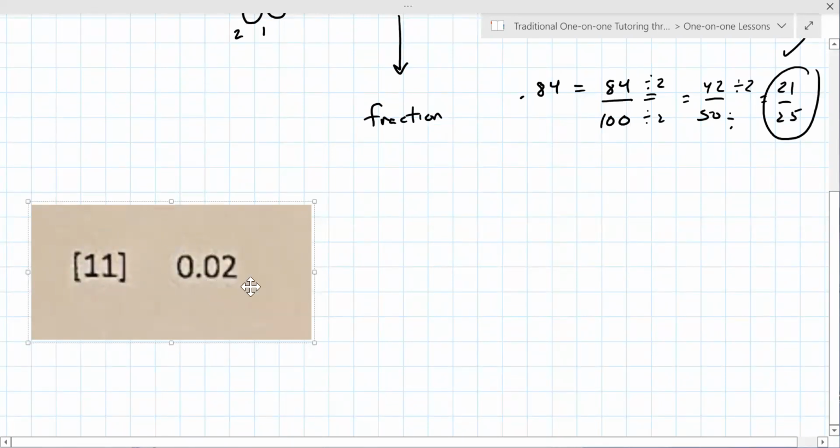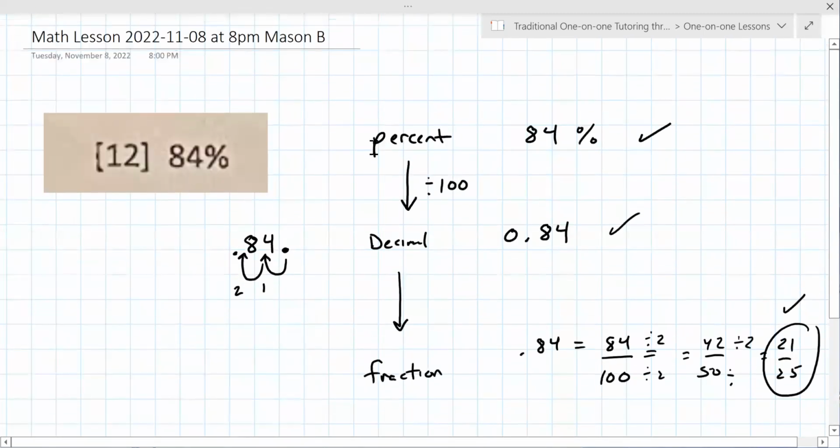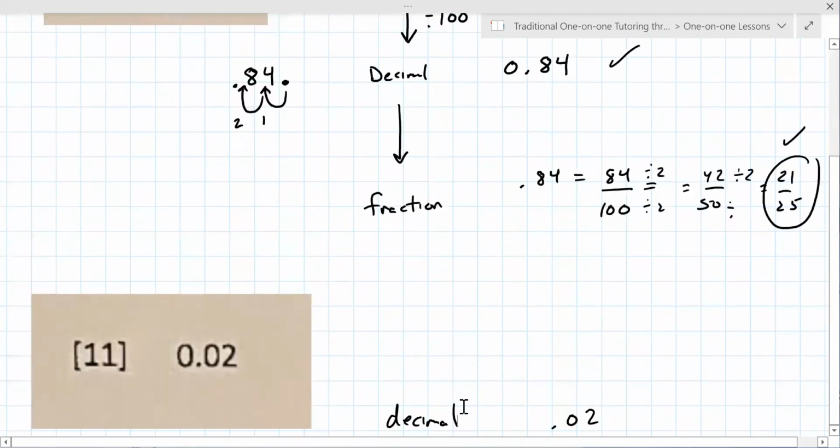Okay, so what of the three is this? Is this a percent, decimal, or a fraction as it is? It's a decimal. So the decimal form is 0.02. Now, if we go back to our previous picture here, to go from a percent to a decimal, you divide by 100. To go the other way, you multiply. Yes, exactly. So to go to a percent, you multiply by 100.